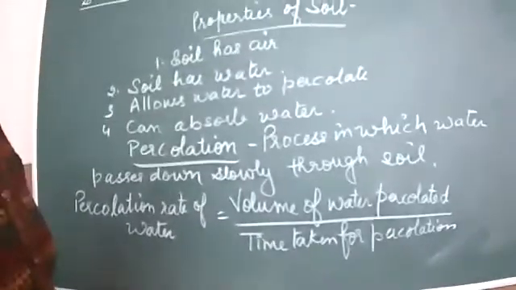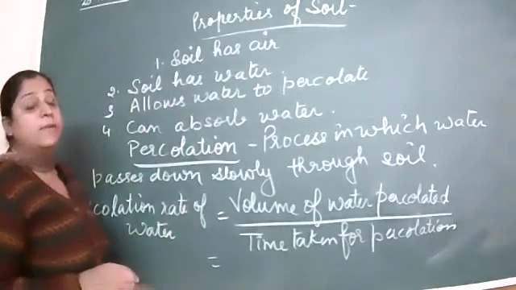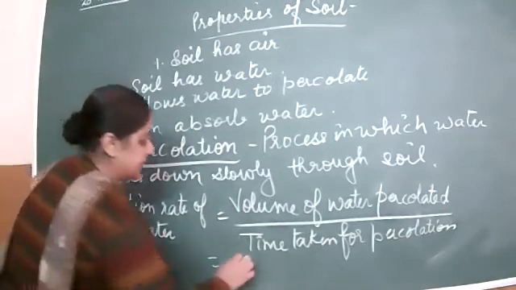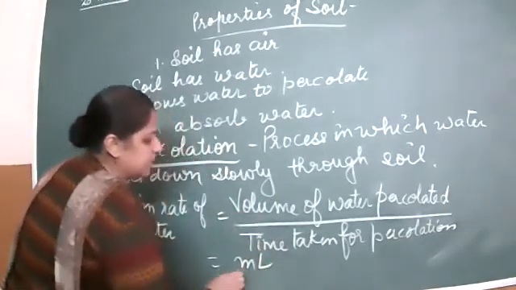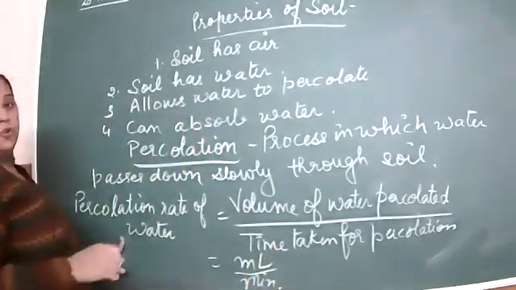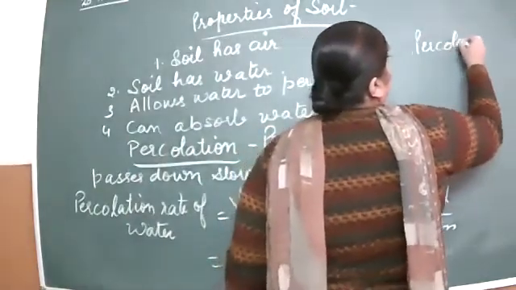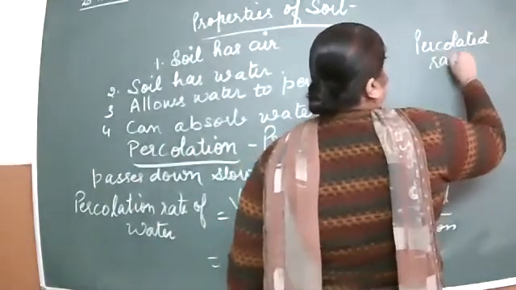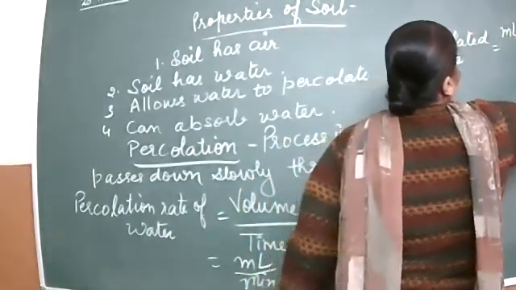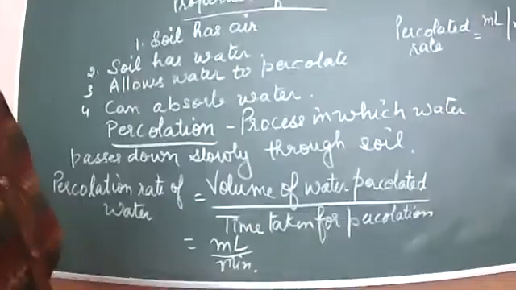I hope you can see this. After this, how much volume of water is percolated, and in how much time? It is in milliliters over minutes. So, इसका जो unit होगा, percolated water का unit क्या होगा? Beta, make sure you write the units also during the exam. Milliliter per minute. Right? Hope this is clear to all.